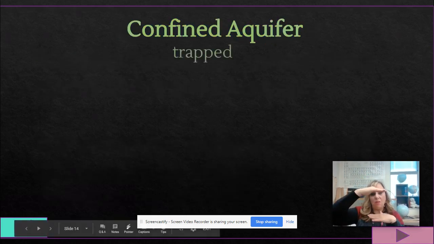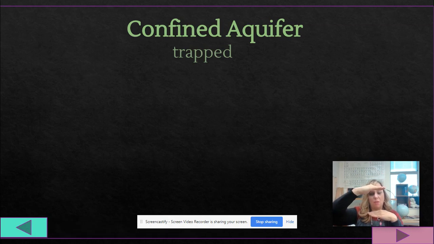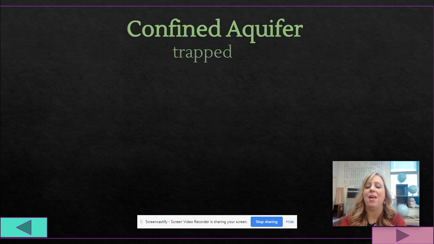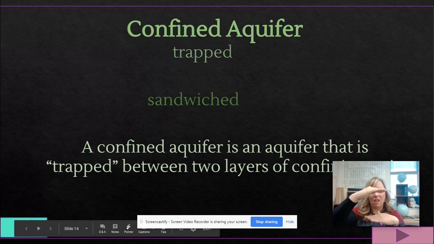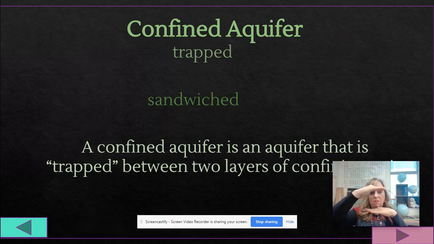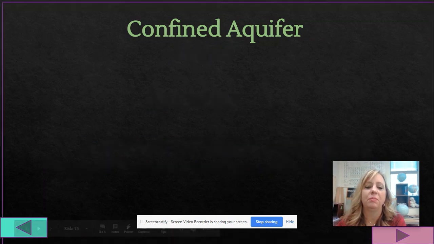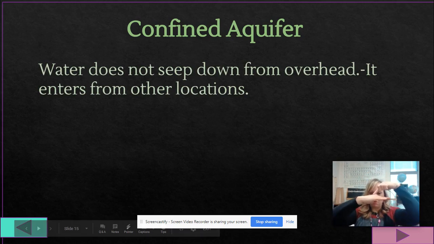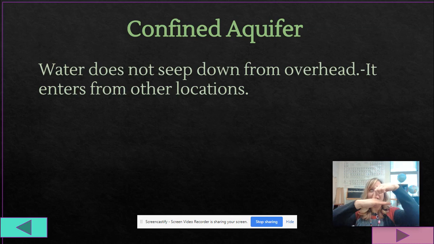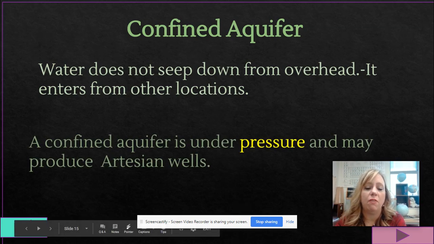Confined aquifers. Remember, confined may have one or two layers, and it's trapped. That means the water somehow has a way to get in, but it can't easily get out. Being trapped, or sandwiched, creates a lot of pressure on the aquifer. It's squeezing. When the water fills up, it has nowhere to go, so it creates its own pressure. In a confined aquifer, water does not seep down from overhead, because the confining layer won't let it in, but it does have other ways of getting in from other locations. A confined aquifer is under pressure, and it may produce artesian wells.